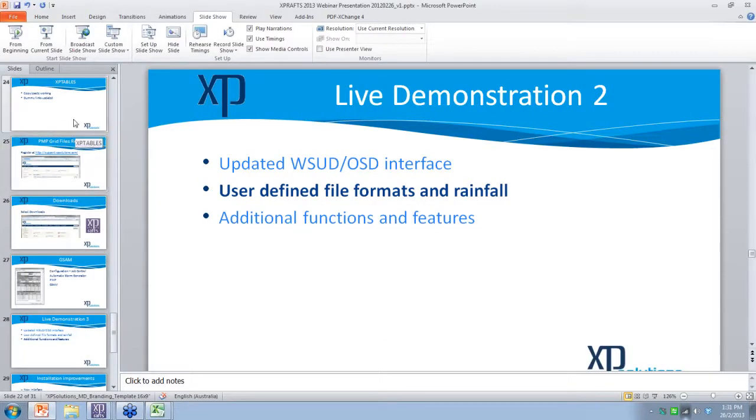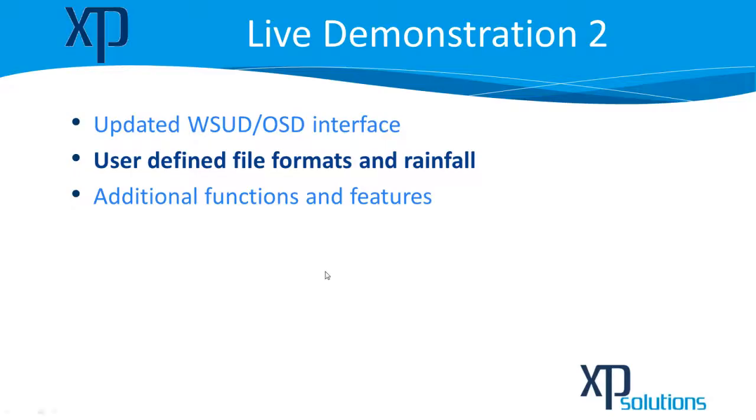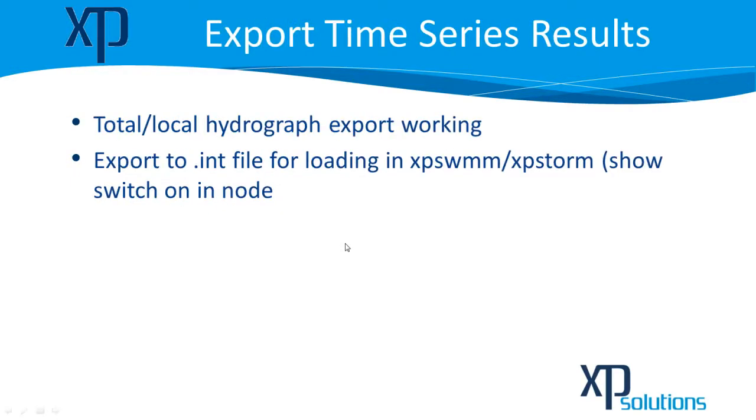Okay, so just a few other improvements that we have got in there. Some of you may have previously used the total and local hydrograph export options. We had a few issues in 2009 and some of those weren't working correctly. So we've now got the total and local hydrographs fully working, and you can export those on all nodes with global storms. There's no limitations on the combinations there.